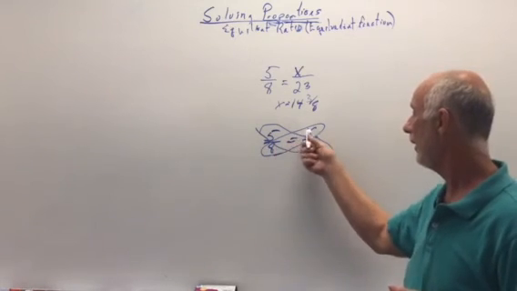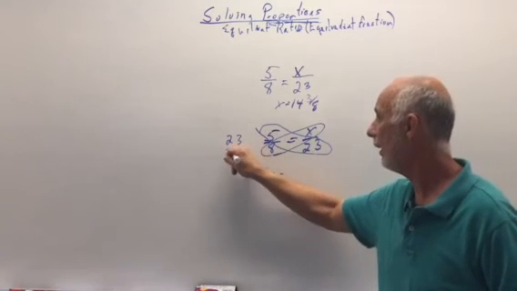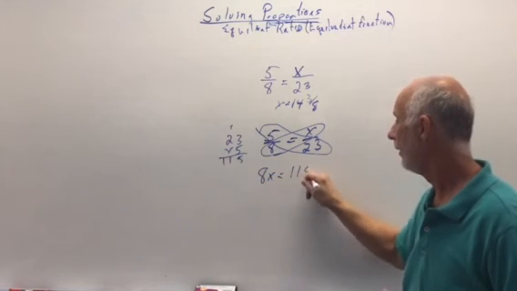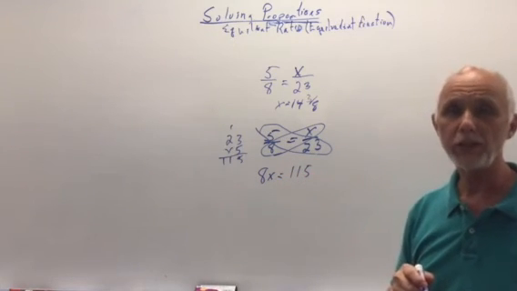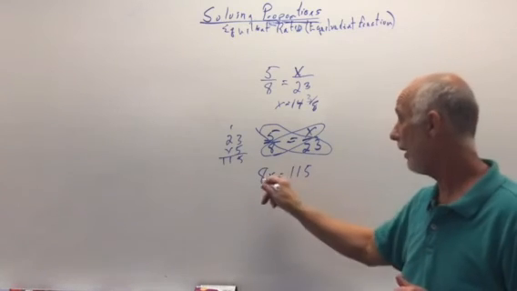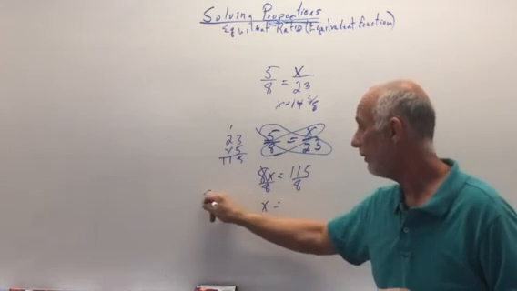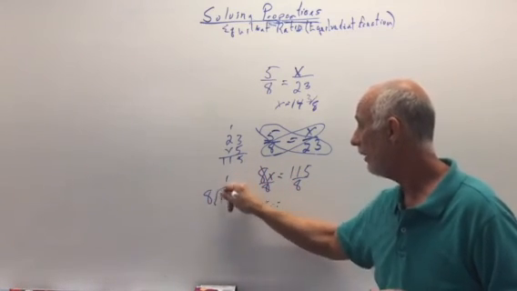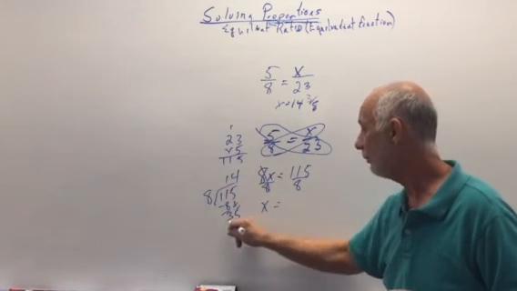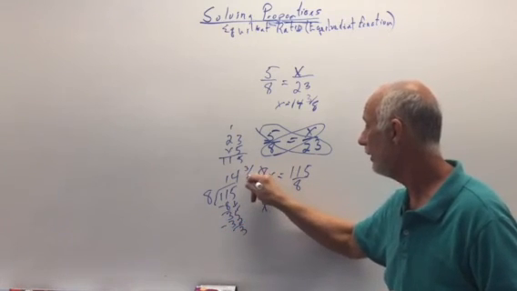So if I multiply 8 times x, I get 8x. If I multiply 23 times 5, I get 115. And now I have a simple one-step equation. How do I get rid of multiplying by 8? I divide by 8 on both sides. That'll cancel, giving me x. And when I divide 8 into 115, it goes 1 time, remainder 3. It goes 4 times, remainder 3. And what do you know? You still get 14 and 3/8.